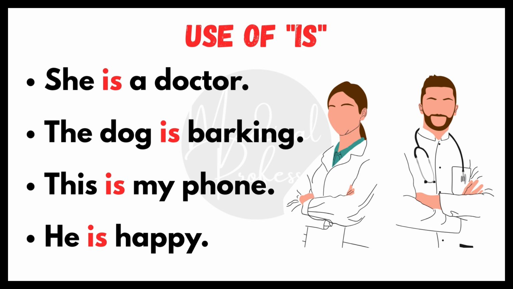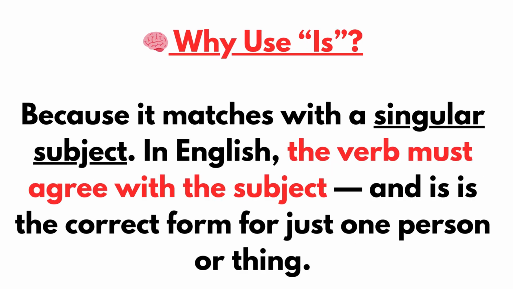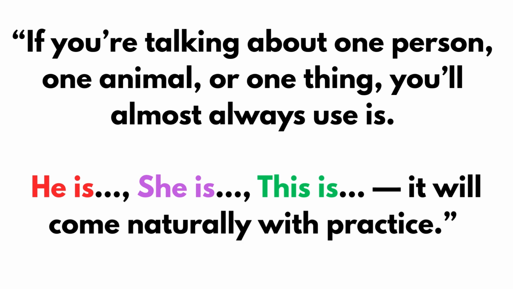He is happy. He is one person, singular. That is a good idea. That refers to one thing, singular. Why use is? Because it matches with a singular subject. In English, the verb must agree with the subject, and is is the correct form for just one person or thing. If you are talking about one person, one animal, or one thing, you'll almost always use is. Try saying he is, she is, this is. It will come naturally with practice.